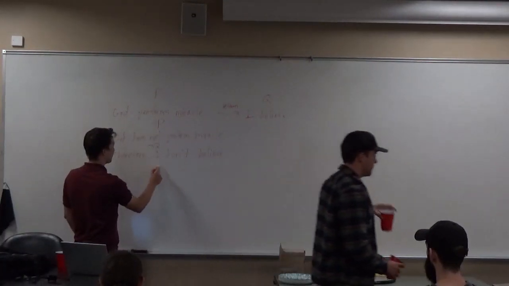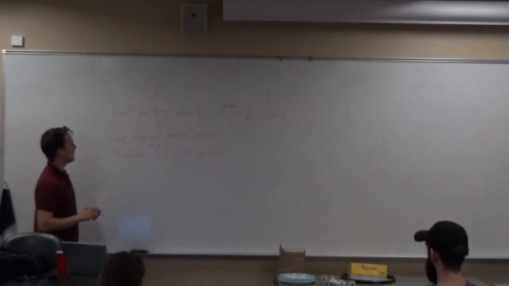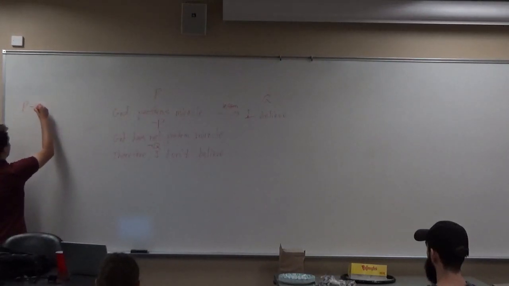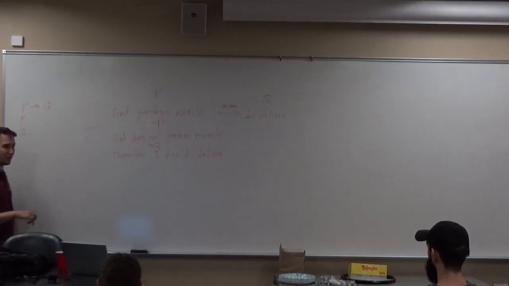Okay, so not P, and then here, this is not Q. Q is I believe, therefore not Q is I don't believe. Okay, so a valid way of reasoning is this. If P, then Q, right? P, therefore Q. Make sense? So let's say, if it is raining outside, the grass will be wet. It's raining outside, therefore the grass is wet.